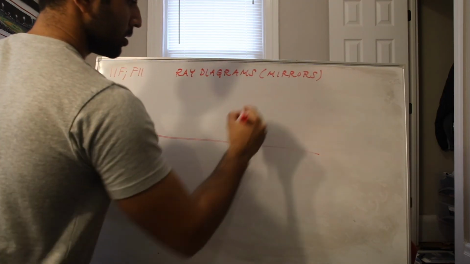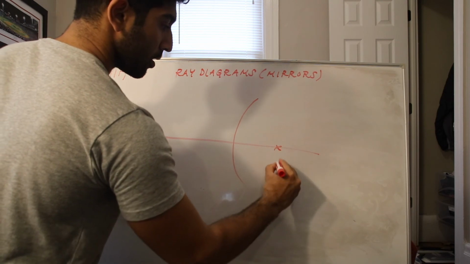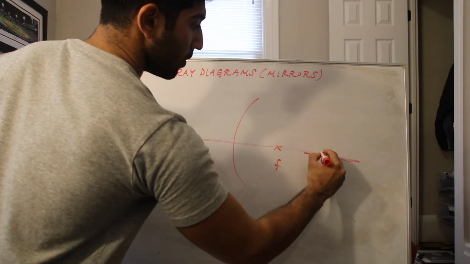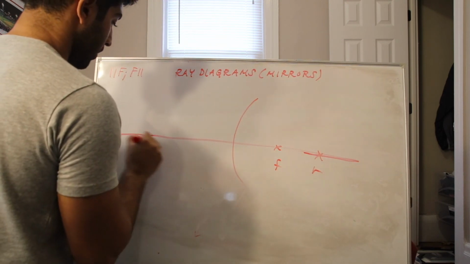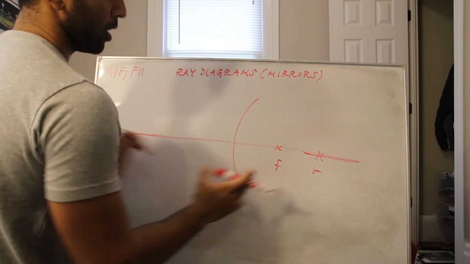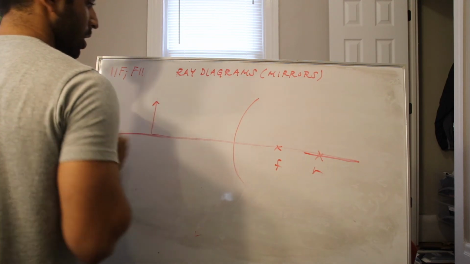So we have our principal axis, we have our convex mirror here, we have our F, we have our R. And we have an image anywhere on this side of the mirror. So remember, this is still behind the mirror, but our F and R on this side are in front of the mirror. So we have an object here.